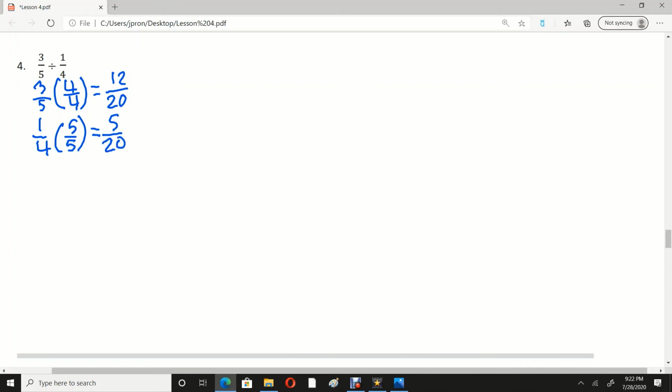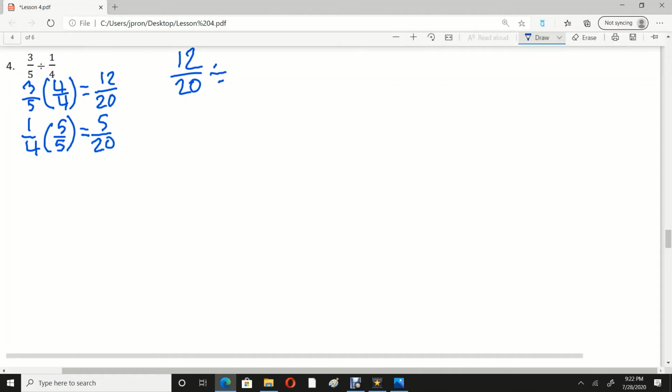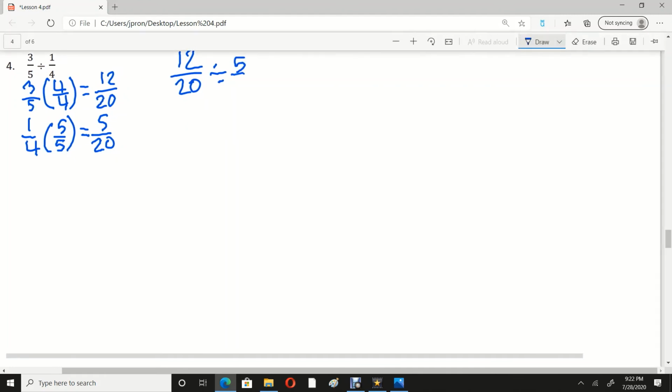So we have a dividend of 12/20 and a divisor of 5/20. They now have common denominators. We'll rewrite them in order. 3/5, 12/20 divided by 1/4 or 5/20. And from here, we're repeating the steps that we've done previously. We can factor out the denominators, and we get left with 12 divided by 5, or 12 over 5, which you could rewrite as 2 and 2/5.